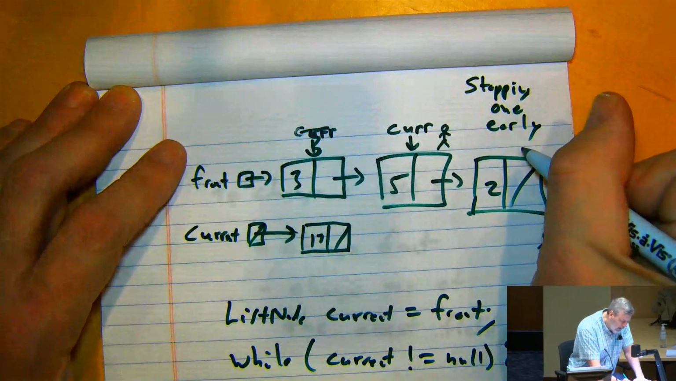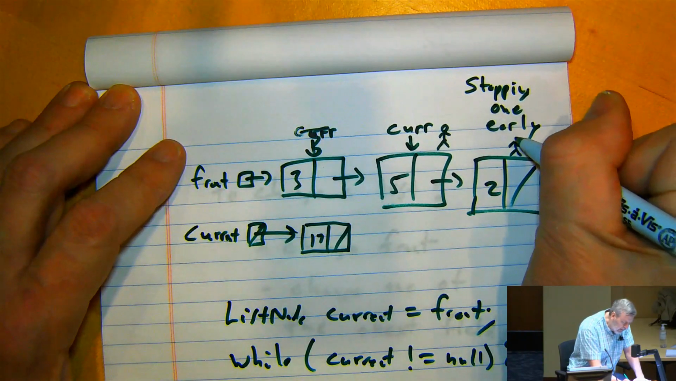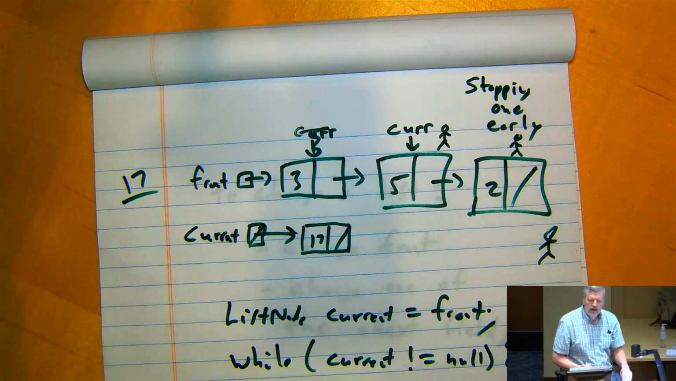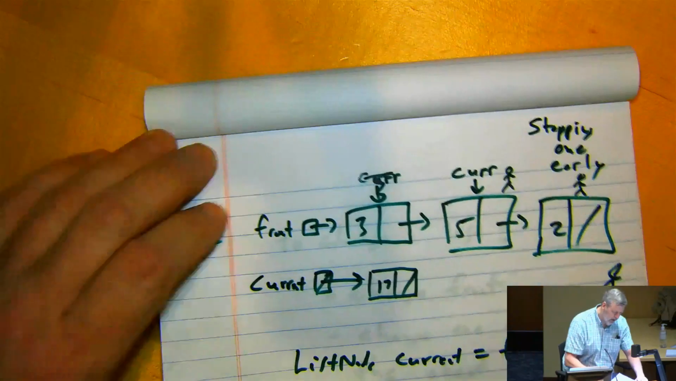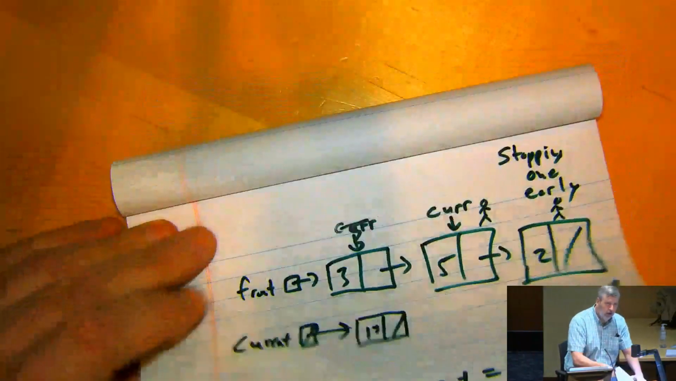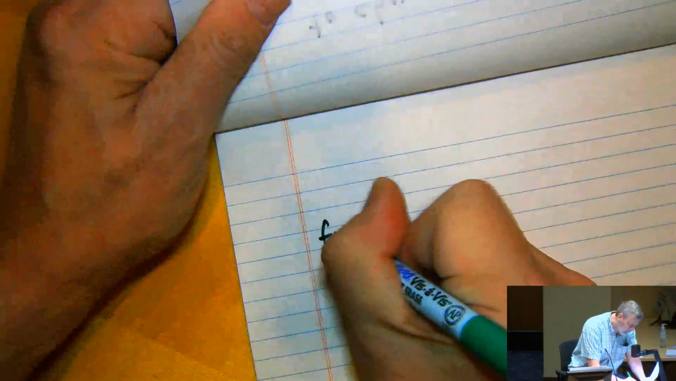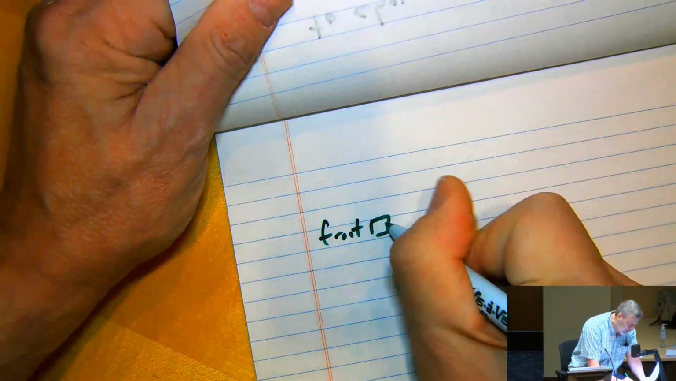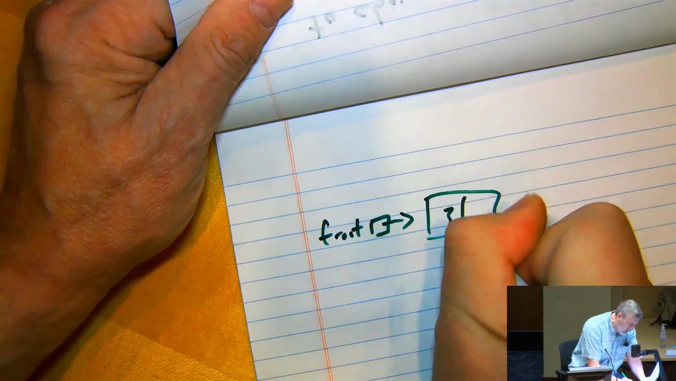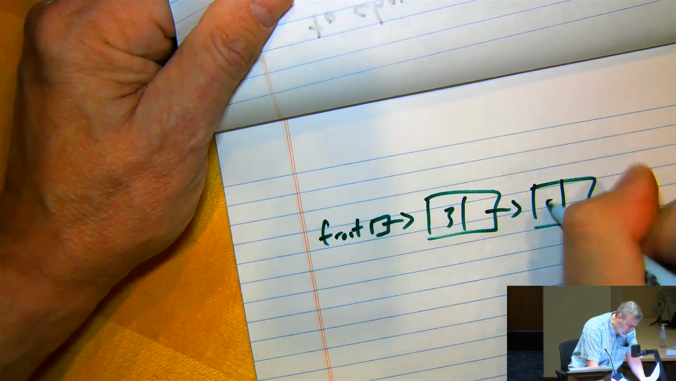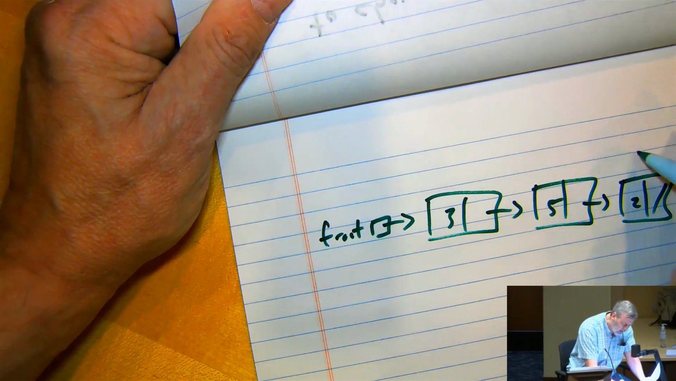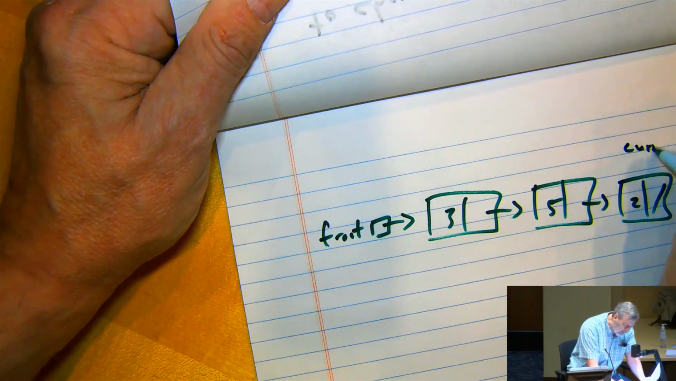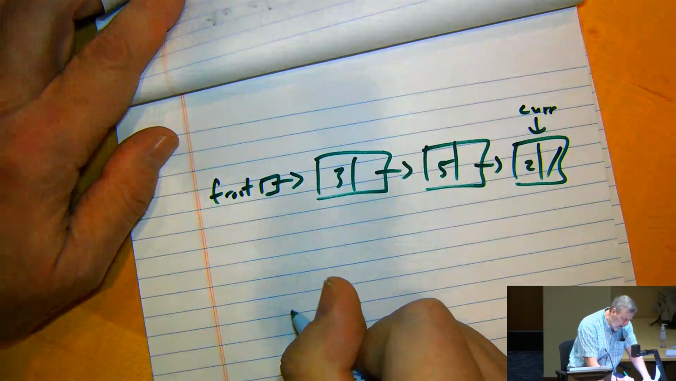What I want to do is stop with Bond on top of the caboose, on top of the last car. I don't want Bond to jump off the train. I want Bond to stop here. So I've got my variable called front, my field called front, that's referring to a node with a 3 in it, that's referring to a node with a 5 in it, that's referring to a node with a 2 in it. And I'm trying to get to a situation where Bond, where cur, is going to be positioned at that last node right there. So how do I accomplish that?